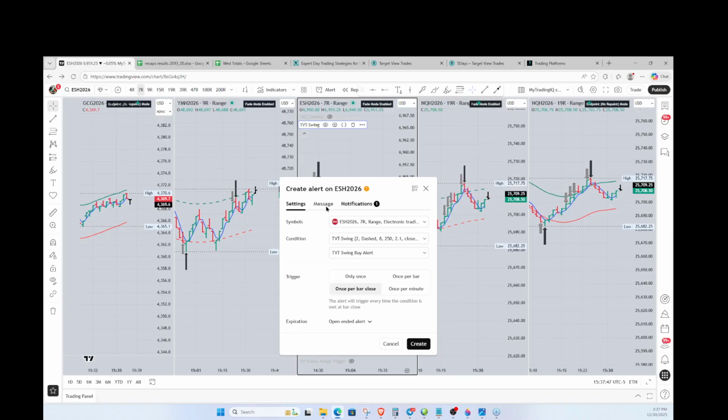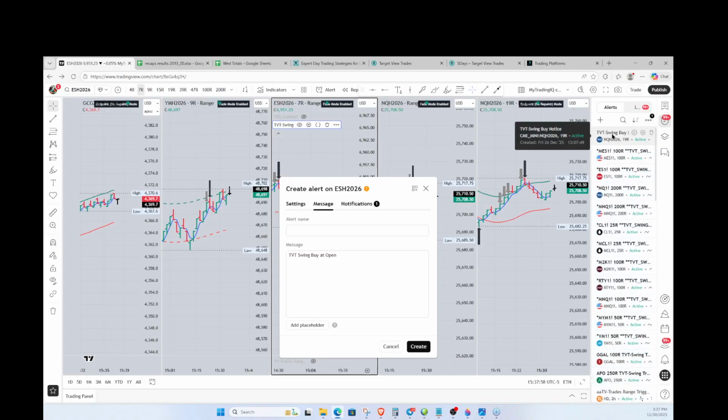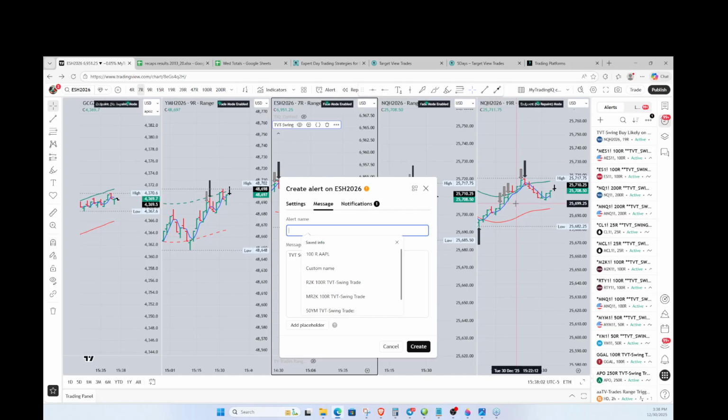Now, go in here to the message. I have a default message in here. You can put the alert name in here. You can do what symbol it is if you want, up here. And where this goes, it goes right over here. So, like right now, if I put, what do we have on the ES? I can do ESH, and 7 range, 7R. It's going to say TVT swing buy at the open. Okay, so I'm going to hit create on this.